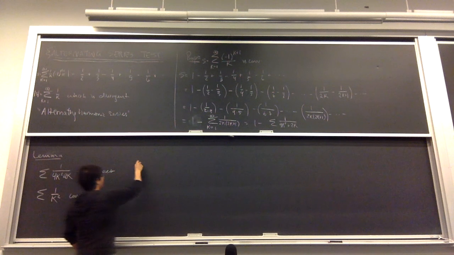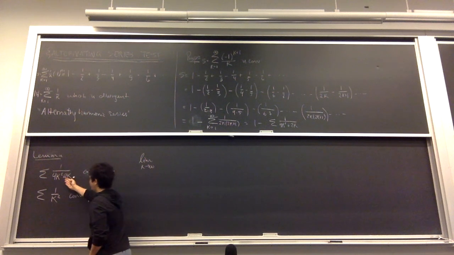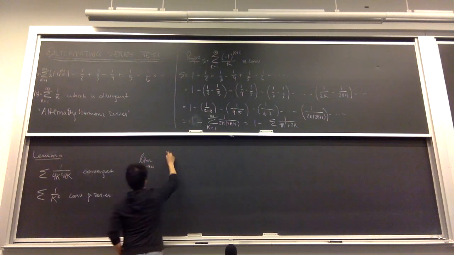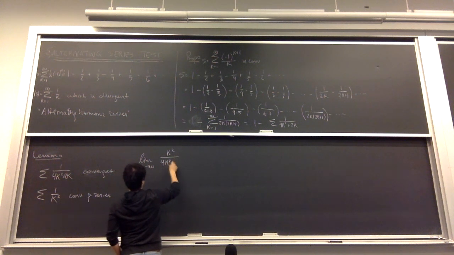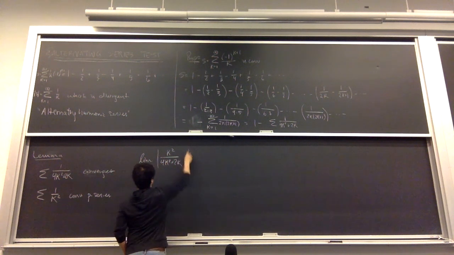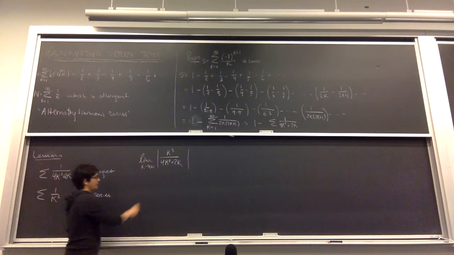So we then look at the limit of k goes to infinity of this divided by this, right? So it's going to be k squared divided by 4k squared plus 2k. It's technically the absolute value of this, but it's all positive. What's the limit of this? A quarter.